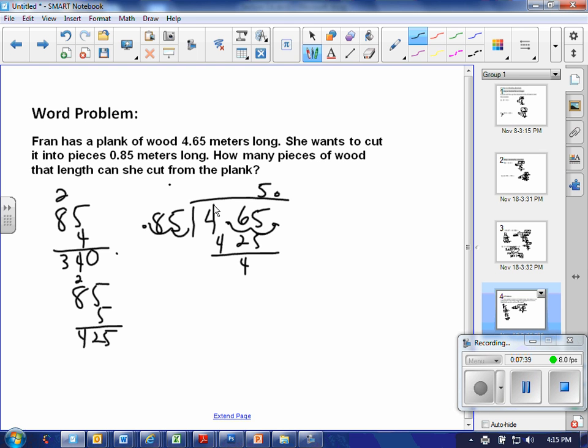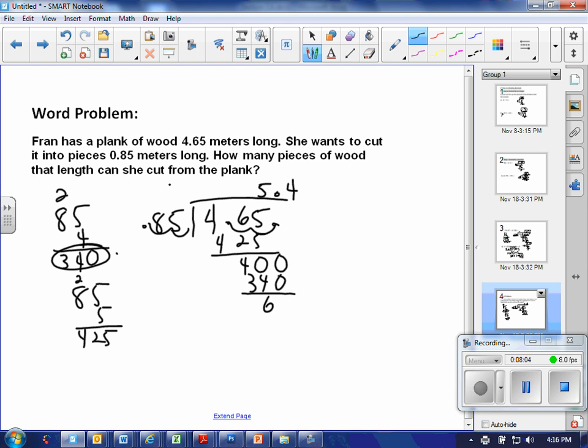Reduce, get 40. 85 doesn't get into 40. Don't have anything left, so bring down a 0. 85 goes into 400. Okay, let's see. It goes into 400 4 times. 4 times 85, we did that over here, which is 340.